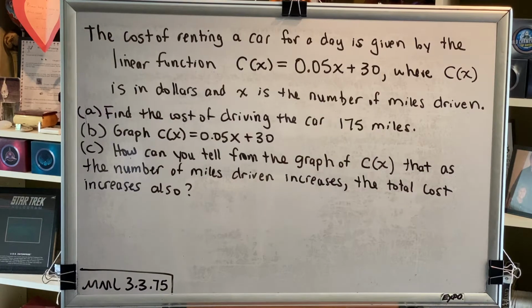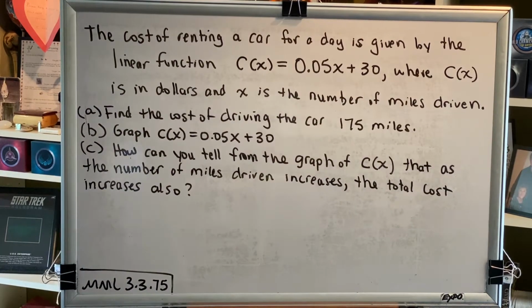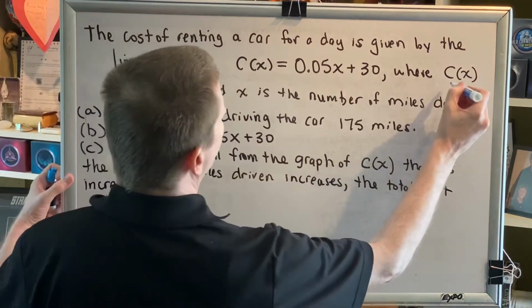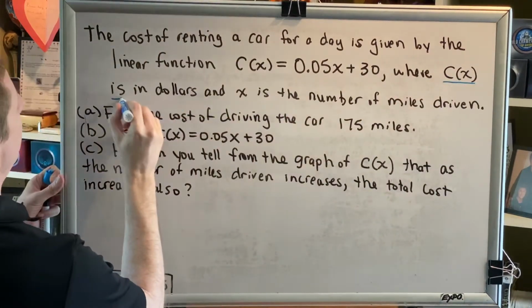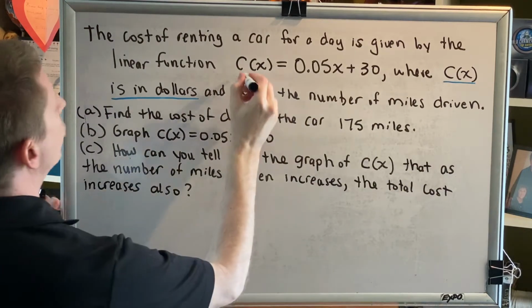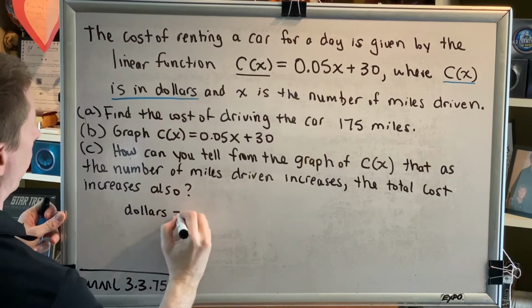Part C, how can you tell from the graph of c of x that, as the number of miles driven increases, the total cost increases also? Okay, let's go ahead and begin. With a problem like this, the very first thing you always want to do is identify what the variable parts of your equation represent in words. For example, we are told that c of x is in dollars. So if we wanted to, we could rearrange our equation so that it says dollars equals.